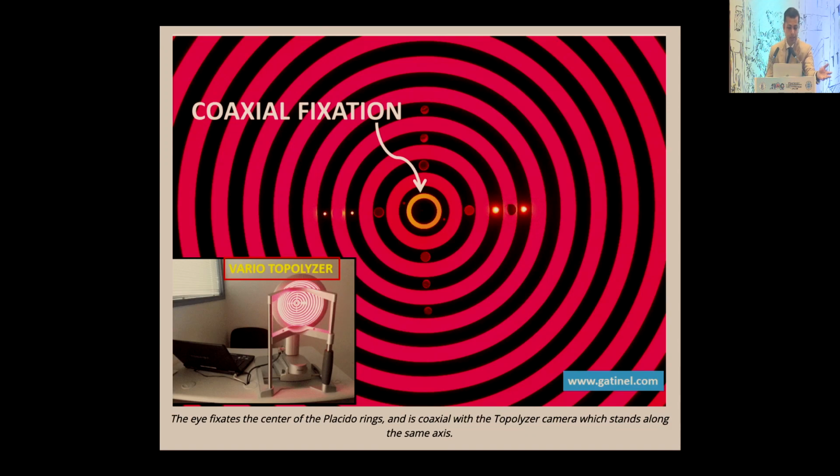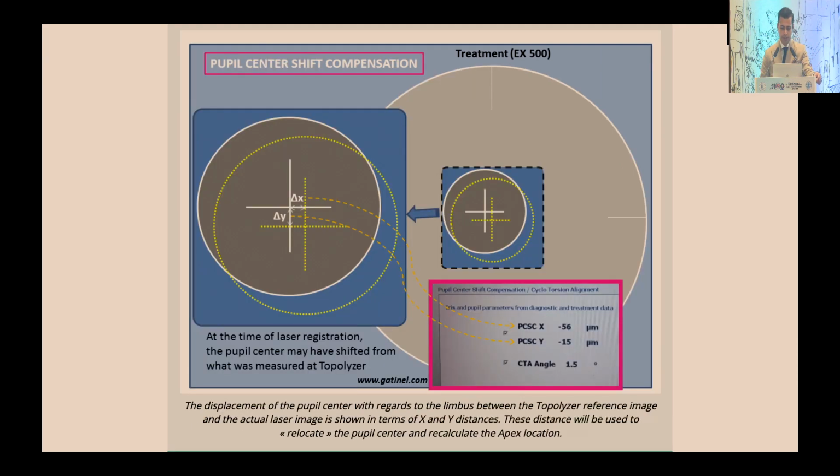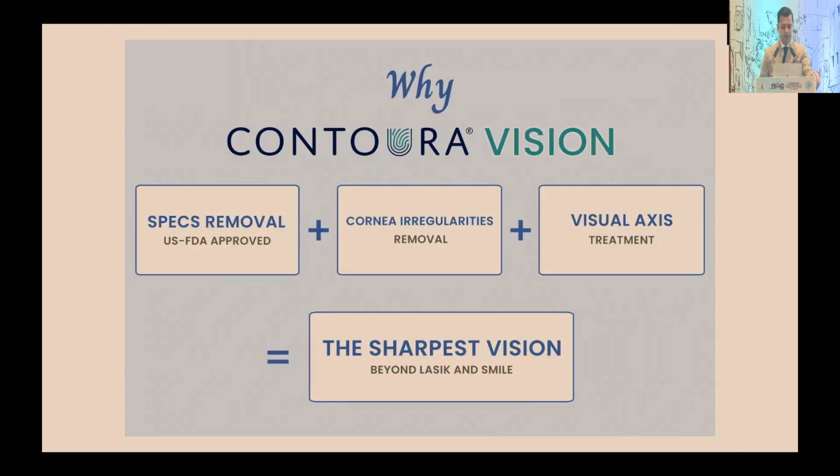What other things it does is it gives you centration on the visual axis, and it also compensates for cyclotorsion, which we all know as cataract surgeons and refractive surgeons, the eye rotates when we lie down, and so the ablation should also rotate to match the eye in order to give the right outcomes to the patient. Sometimes the pupil also shifts, which is called a pupil centroid shift, and the machine ideally should be able to understand and compensate for all these.